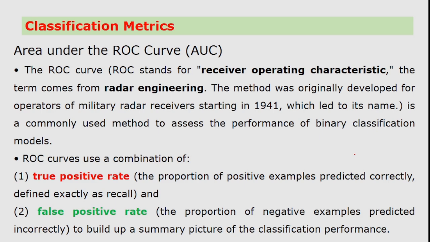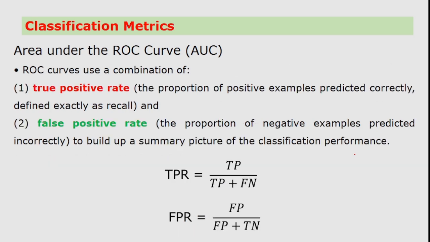What is meant by true positive rate? True positive rate is the proportion of positive examples predicted correctly, defined exactly as recall. Another name for true positive rate is recall. False positive rate should be low and true positive rate should be high. False positives are costly, so we need to reduce them. False positive rate is the proportion of negative examples predicted incorrectly.